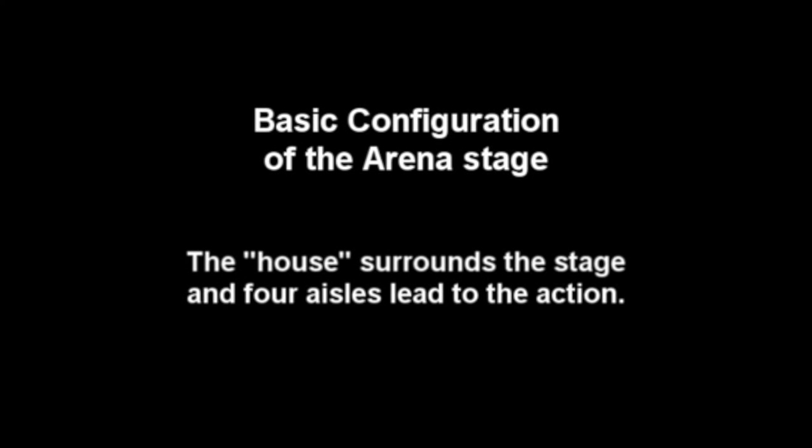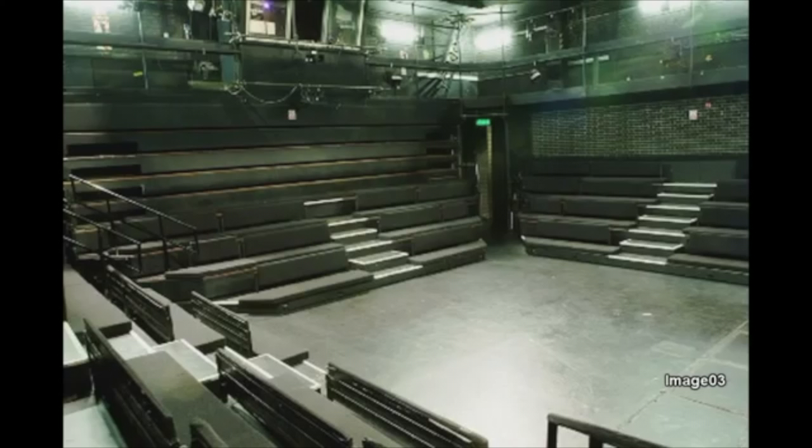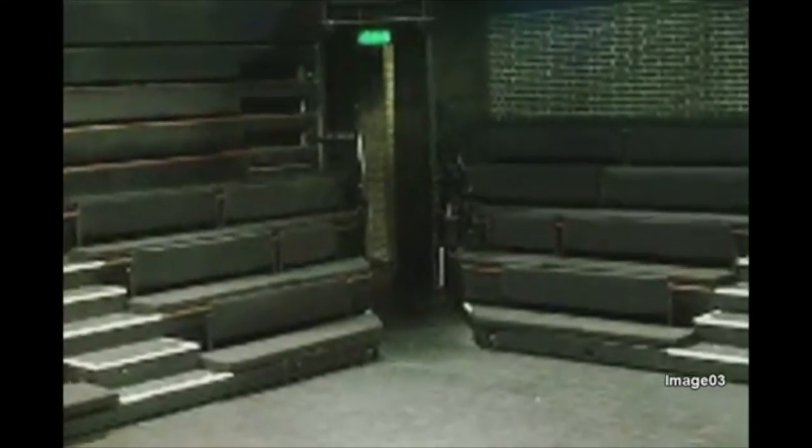The arena stage is surrounded by the audience. Sometimes the stage is round, sometimes it's square. The basic configuration of this space as far as the director is concerned is that the space is completely surrounded by the audience with 4 aisles coming up through the audience and leading to the stage. In essence, the stage is surrounded on 4 sides. There is no stage house from which the actors may make their entrances and exits. The only access they have to the stage is through the aisles.